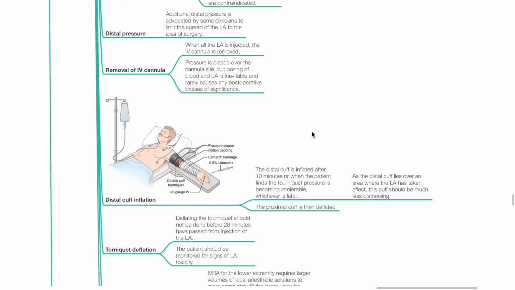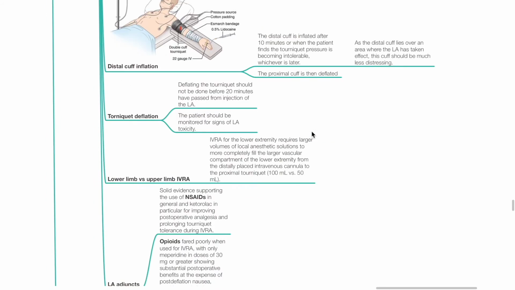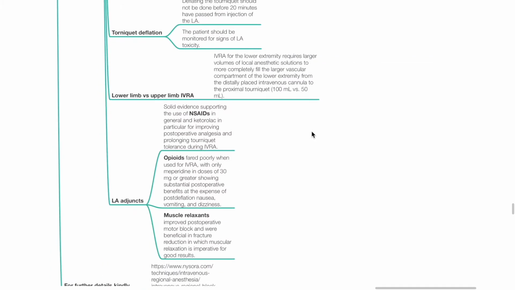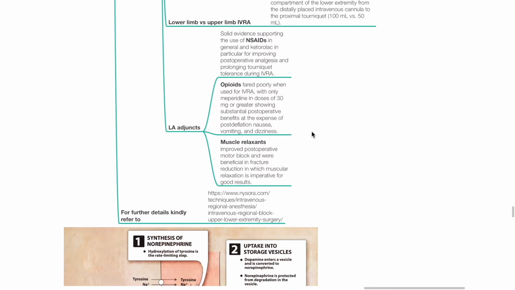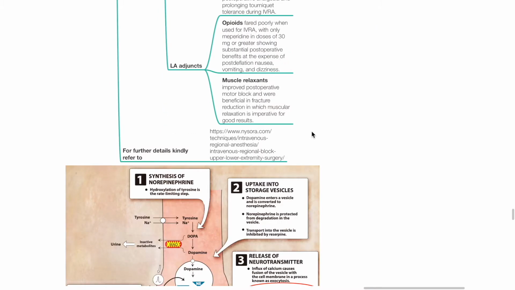The distal cuff is inflated after 10 minutes or when the patient finds the tourniquet pressure unbearable. The proximal cuff is then deflated. Deflating the tourniquet should not be done before 20 minutes have passed from injection of LA. The patient should then be monitored for signs of LA toxicity. IVRA for the lower extremity requires larger volumes of LA, about 100 ml, to completely fill the larger vascular compartments of the lower extremity. Useful LA adjuncts include NSAIDs, opioids, and muscle relaxants. For further details, kindly refer to nysora.com.